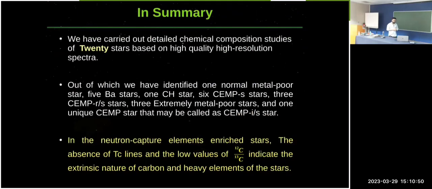So let me read out this summary, because I have included some points here that I didn't include in the talk. We have carried out detailed chemical composition studies of 20 stars based on high quality, high resolution spectra, out of which we have identified one normal metal-poor star, 5 barium stars, 1 CH star, 6 CEMP-s stars, 3 CEMP-r stars, 3 extremely metal-poor stars, and 1 unique star that may be called a CEMP-r/s star. In the neutron capture elements enriched stars, the absence of technetium lines and the low values of carbon-12 by carbon-13 ratio point that the stars are extrinsic in nature.